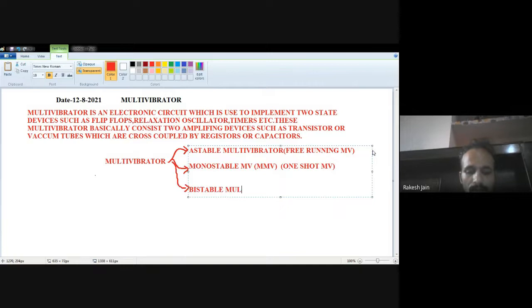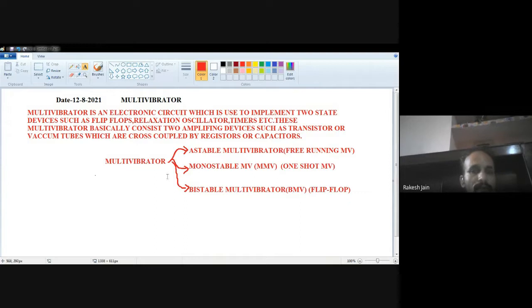The third one is bistable multivibrator, we can say it is BMV. Another name for this multivibrator is flip-flop, because both the states are stable in this. So in case of astable multivibrator, no state is stable. In case of monostable multivibrator, one state is stable, another is quasi-stable.